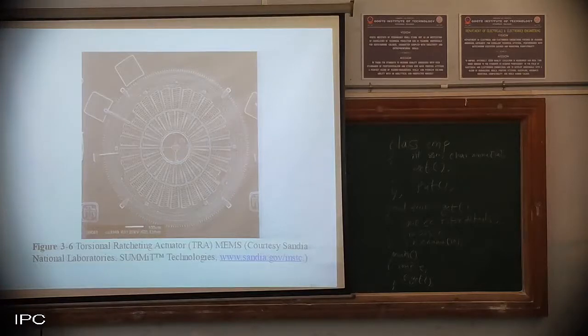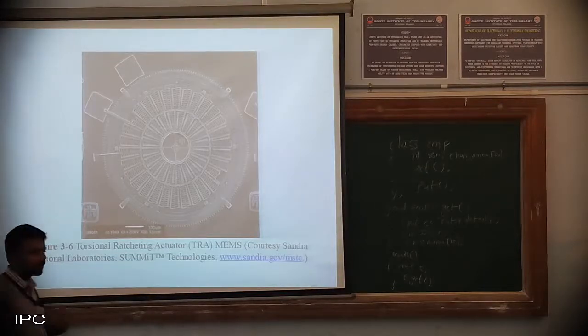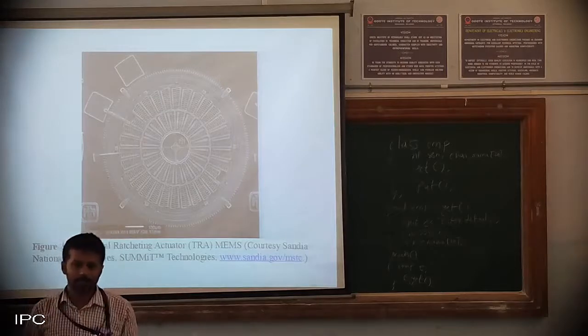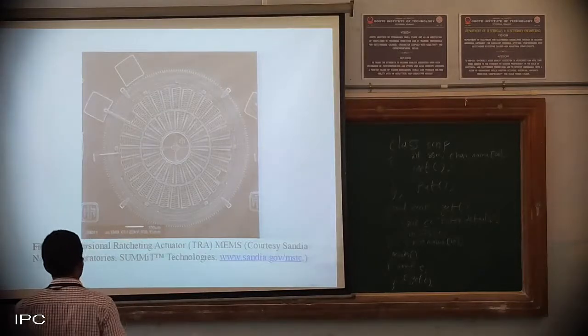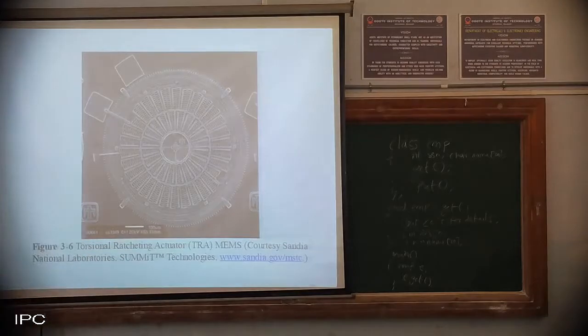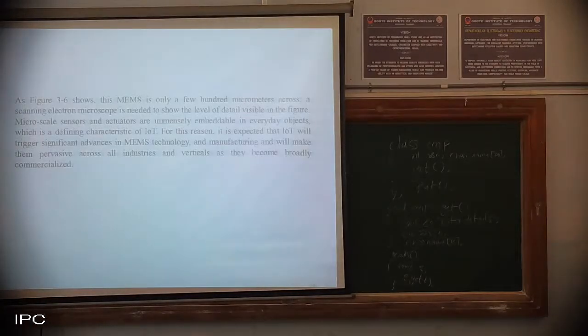It is the torsional ratcheting actuator, TRA, a MEMS device. This is one such kind of sewing machine, basically a small micro sewing machine, shown here. Such micro machines also use sensors and actuators. Details about that are written here.